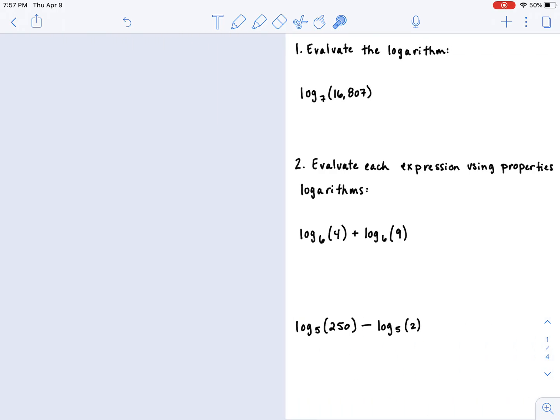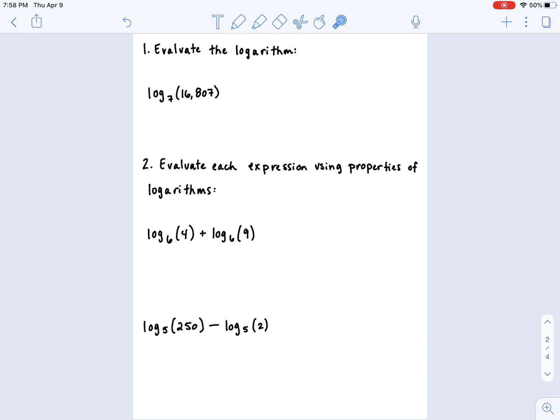Okay, let's talk about logarithms. First thing I would like us to remember is just how do you evaluate a logarithm by itself. So that's what we're going to do in problem number 1, and I'm going to take you through that. And then we're going to practice using the product property and the quotient property to evaluate some expressions with logarithms. So that's what we're going to do down here. And I'm going to take you through this one as well. And then on the next page, I'll have some problems for you to try on your own.